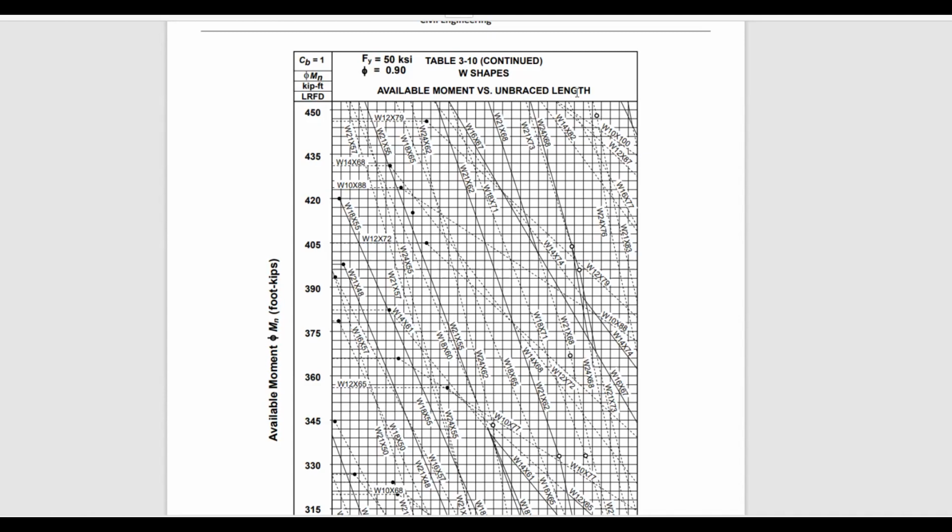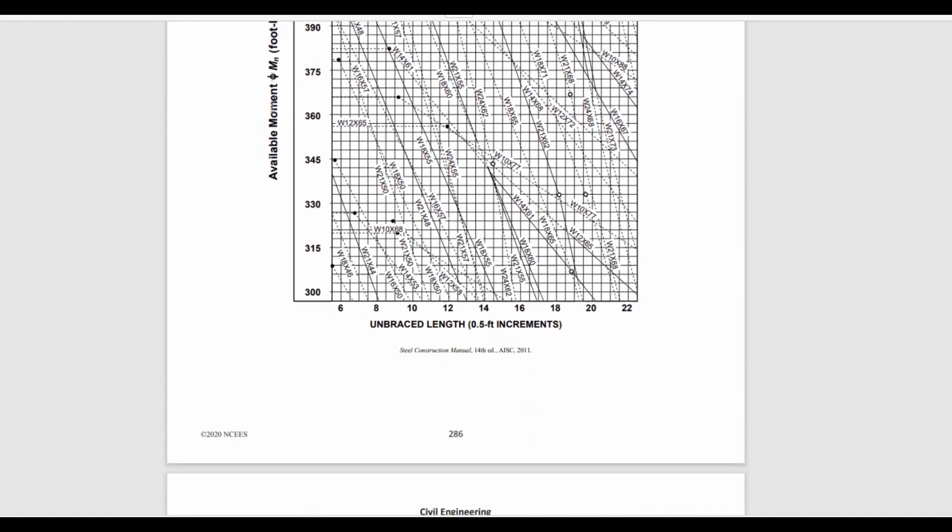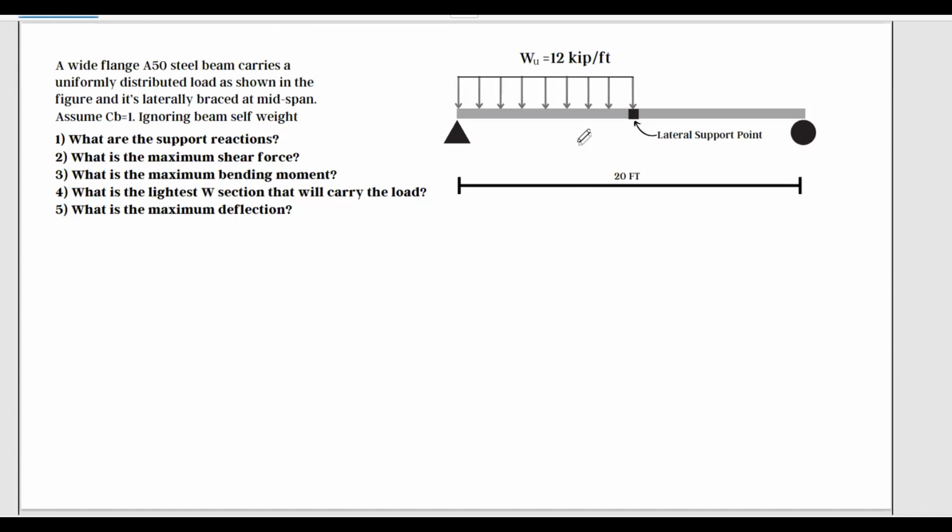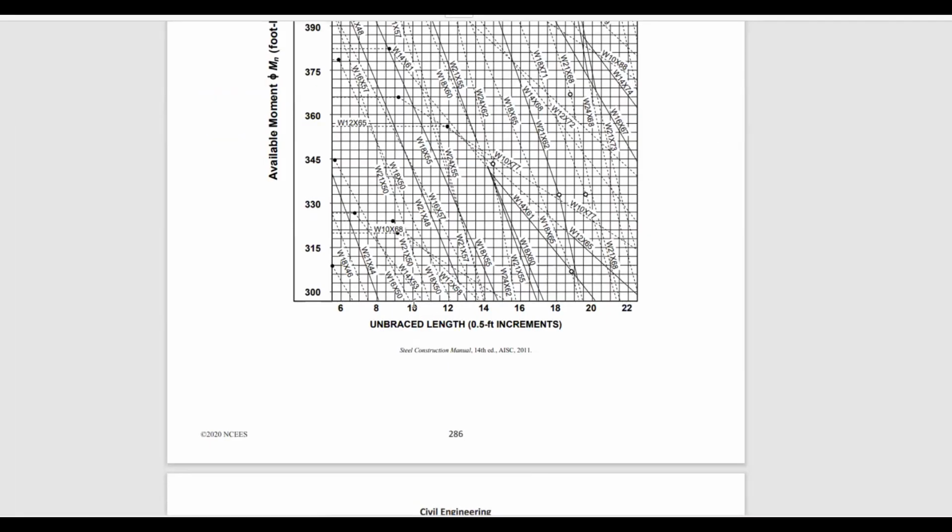Available moment and braced length. So on this side, we have the available moment. On this side, we have the unbraced length. And based on these two values, we can find a beam that is capable of supporting this moment. But the beam has to have a certain unbraced length. So in our case, we have the unbraced length of 10 feet because our beam is laterally supported in the middle, which means my unbraced length is 10 feet. So I'm going to place myself here and move upwards.